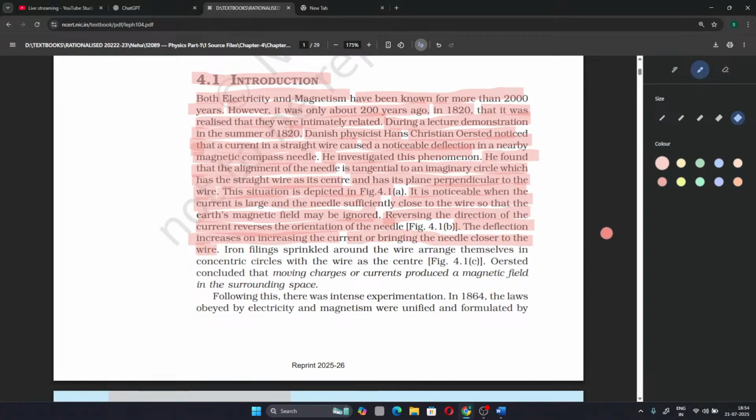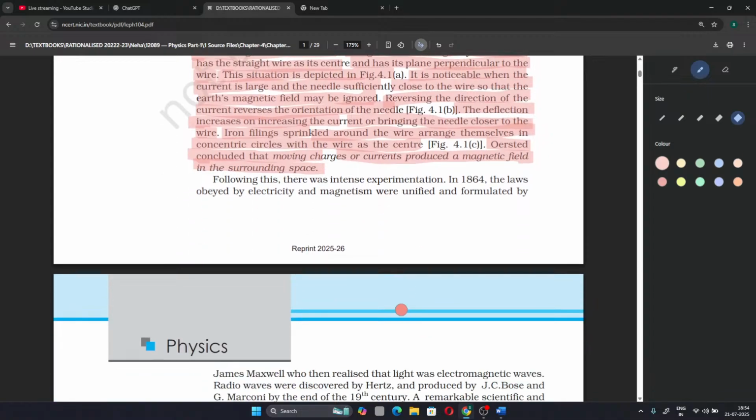These are the two important proportionality points, where increasing the current, the deflection on the compass, basically the magnetic field, increases when there is an increase in current or when we bring the needle closer to the wire. Iron filings sprinkled around the wire arrange themselves in concentric circles with the wire as the center. Ørsted concluded that moving charges or currents produce a magnetic field in the surrounding space.